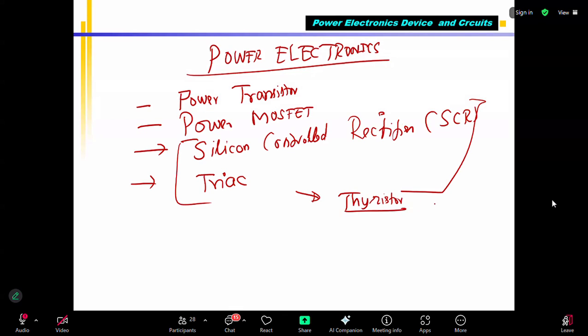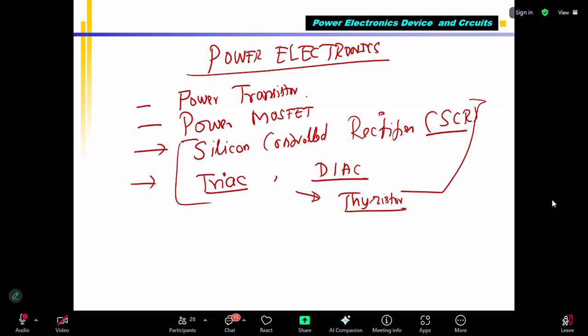Thyristors, this is the name. In fact, one more device is there, which is called DIAC. DIAC, triac, and SCR, these three together are combinedly called thyristors. Correct? We will be talking about the SCRs and triacs. DIACs also will be mentioned in this, but the most widely used are SCRs or triacs.